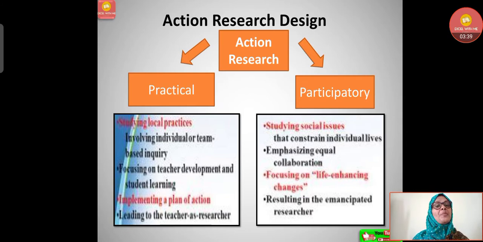Then in participatory, studying social issues here, that constrain individual lives, emphasizing equal collaboration, and then focusing on life-enhancing changes, that is resulting in the emancipated researcher. So these are the two plans or designs where this action research can be done.